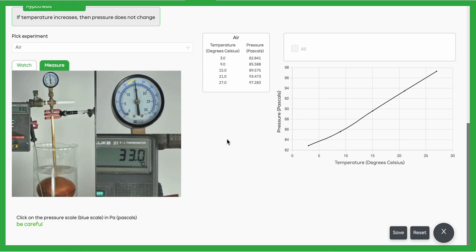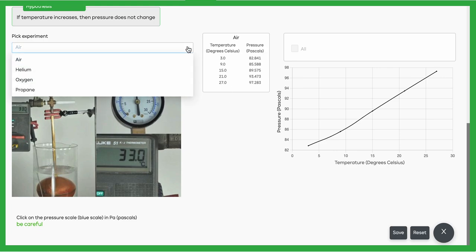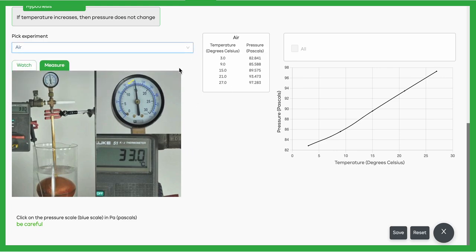So does the pressure go up? Does it go down? Does it stay the same? Is it the same for all the different substances, or does it act differently depending on if we have air or helium, for example? These are the things you're going to consider in this lab.